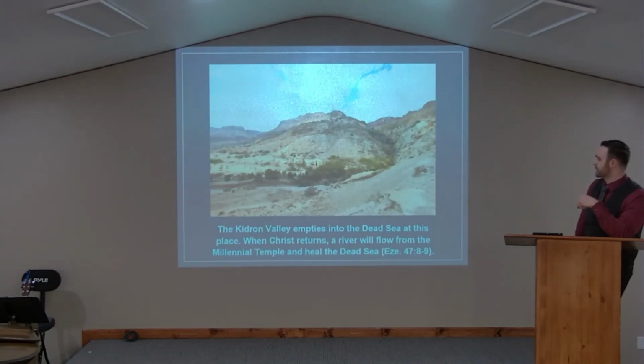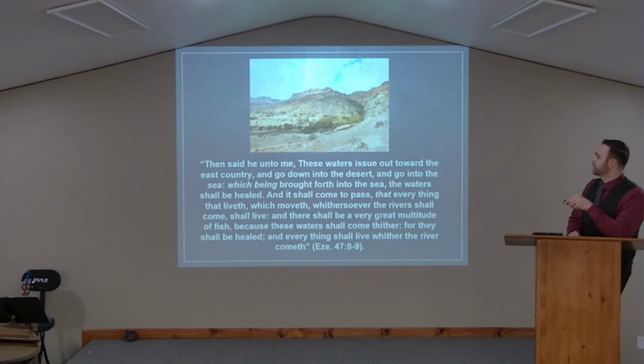Now when Christ returns, a river is going to flow from the temple and heal the Dead Sea, according to Ezekiel. It says, "Then he said unto me, These waters issue out towards the east country, and go down into the desert, and go into the sea, which being brought forth into the sea, the waters shall be healed." And I'm assuming that refers to the fact that the Dead Sea is dead right now, that those waters will be healed. "And it shall come to pass that everything that liveth, which moveth, whithersoever the rivers shall come, shall live. And there shall be a very great multitude of fish, because these waters shall come thither, for they shall be healed, and everything shall live whither the river cometh."